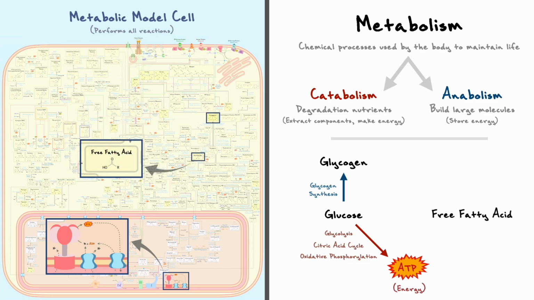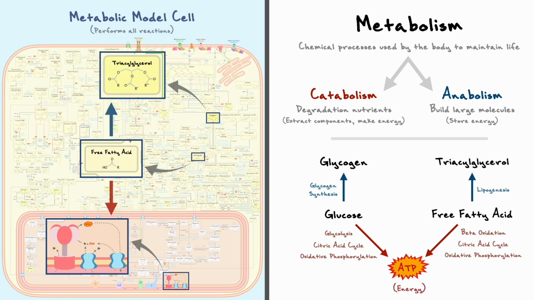Likewise for fats, for example fatty acids, catabolic reactions such as beta oxidation and subsequent pathways like the citric acid cycle and oxidative phosphorylation will degrade the long carbon chain to make energy. Anabolic reactions, on the other hand, will use the fatty acids to create larger molecules called triacylglycerols in order to store the fat in the body.